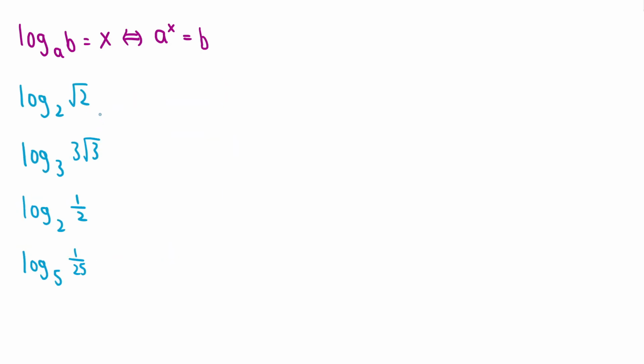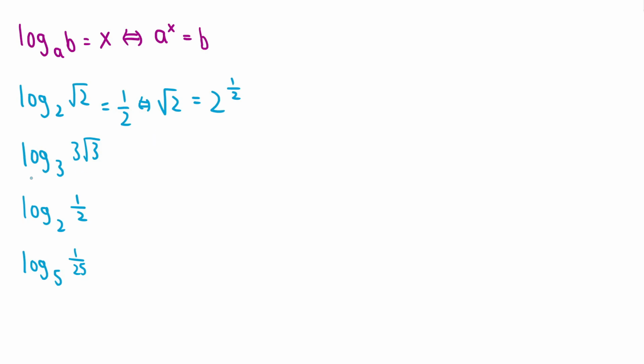Sometimes we will encounter logarithms with negative or fractional values. So in the first example, log base 2 of square root of 2, we need to ask the question, 2 raised to what power is equal to the square root of 2? So the square root of 2 is actually just equal to 2 to the power of 1/2. So this means 2 raised to the power of 1/2 is equal to the square root of 2. Therefore, log base 2 of the square root of 2 is just equal to 1/2.